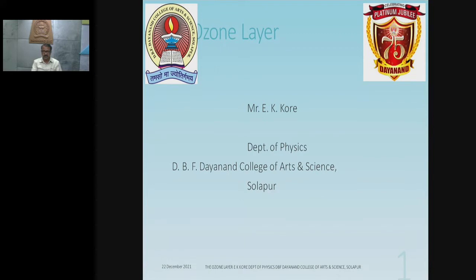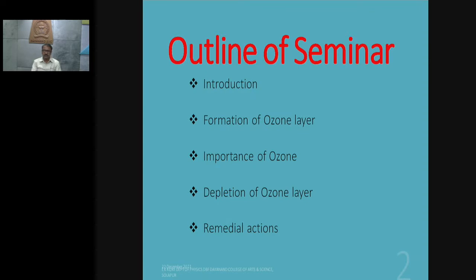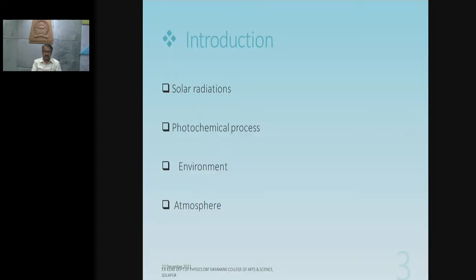Myself E.K. Kore from the Department of Physics, D.B.F. Dayanand College of Arts and Science, Solapur, is going to discuss the formation of the ozone layer. Let us see some introductory ideas. How is ozone formed? What is the importance of ozone? How does it get depleted and what are the remedial actions?